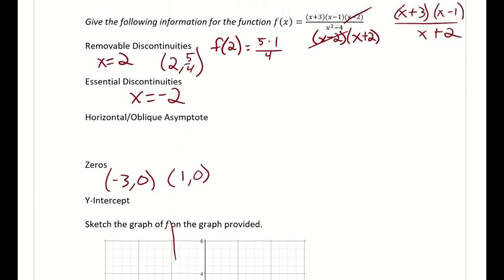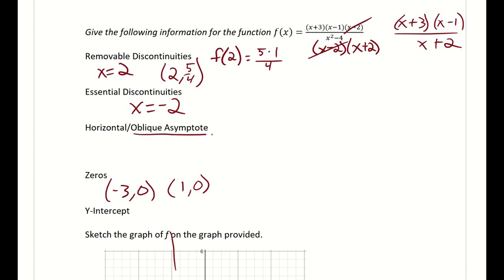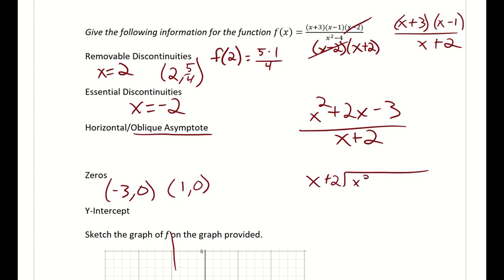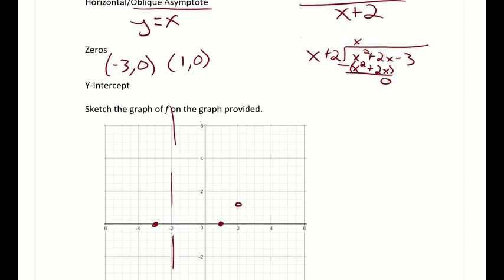Now, we want to look at this and see that we have an oblique asymptote, because if we multiply out our numerator, we get x squared plus 2x minus 3. And since the exponent's greater in the numerator, we have an oblique asymptote. So what we need to do is do some long division. All right, so x squared divided by x is x. We take that x, multiply it by our entire denominator, subtract, and oh look, we have 0. So our oblique asymptote is just at y equals x.